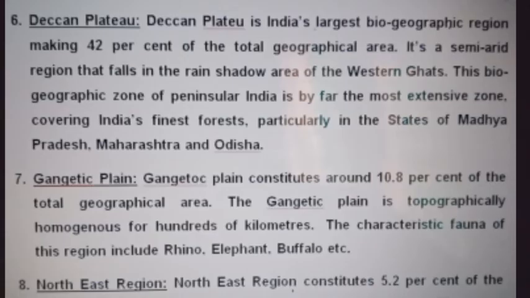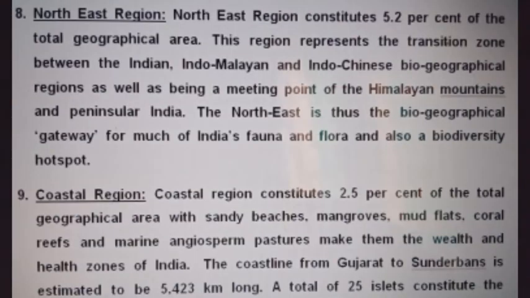Now the eighth one, that is Northeast Region. The Northeast Region constitutes 5.2% of the total geographical area. This region represents the transition zone between the Indian, Indo-Malayan and Indo-Chinese biogeographical regions, as well as being a meeting point of the Himalayan mountains and peninsular India. The Northeast is the biogeographical gateway for much of India's fauna and flora and also a biodiversity hotspot.